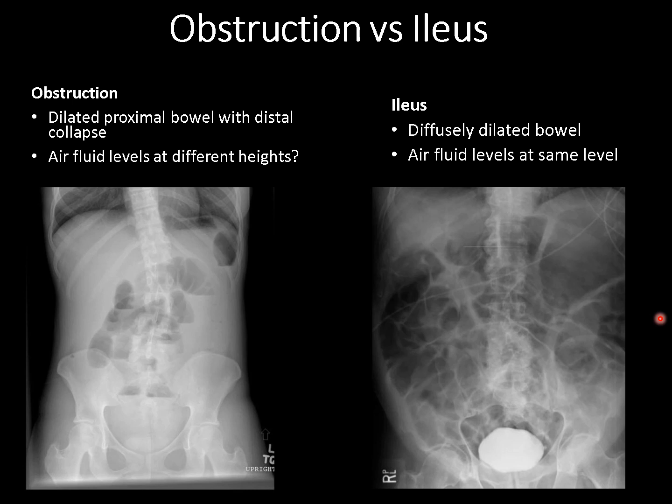An ileus tends to have air fluid levels at the same level, and an ileus really tends to have diffusely dilated bowel. So if you see just dilated bowel loops everywhere, they involve the large bowel as well as the small bowel. It extends all the way to the level of the rectum, and you can see that on radiograph. And they have a good clinical history for ileus. That certainly will help you diagnose an ileus as opposed to a mechanical obstruction.